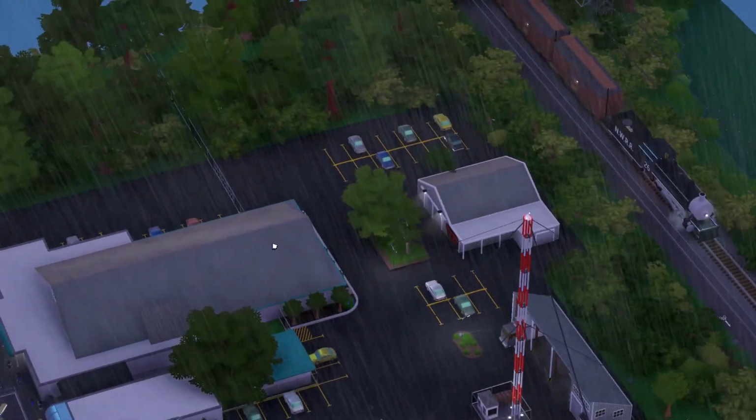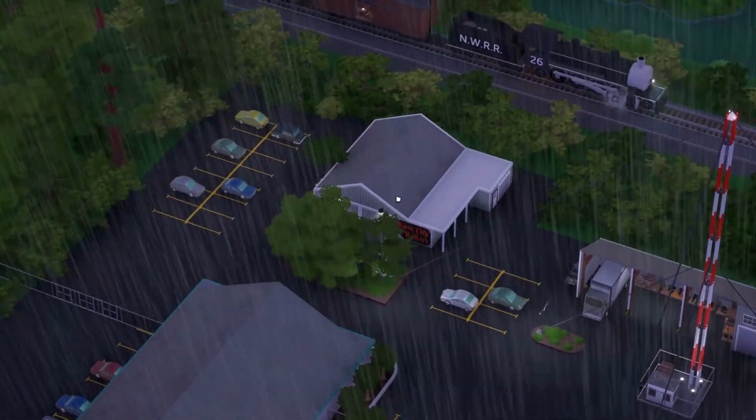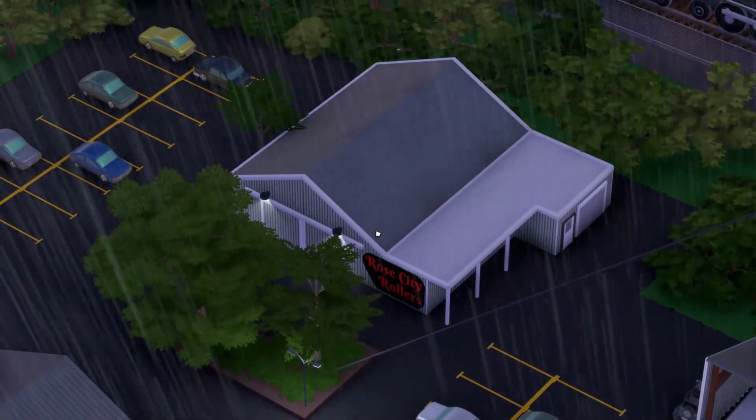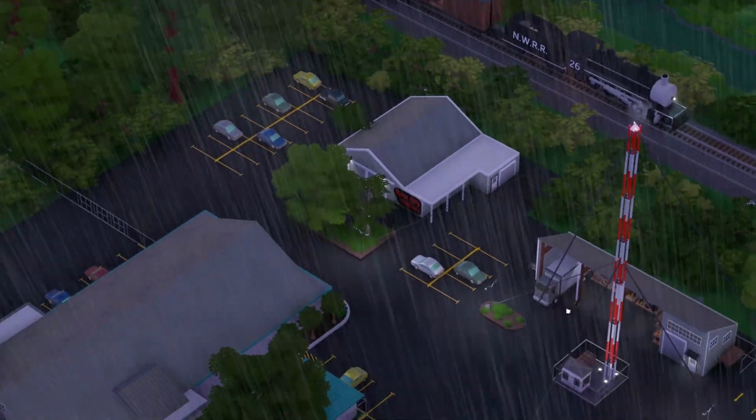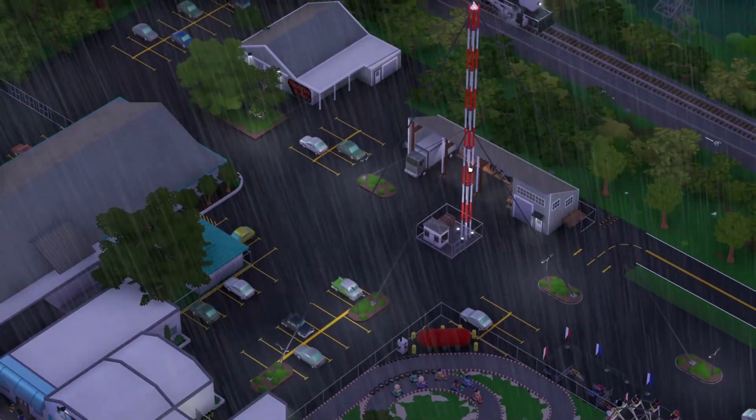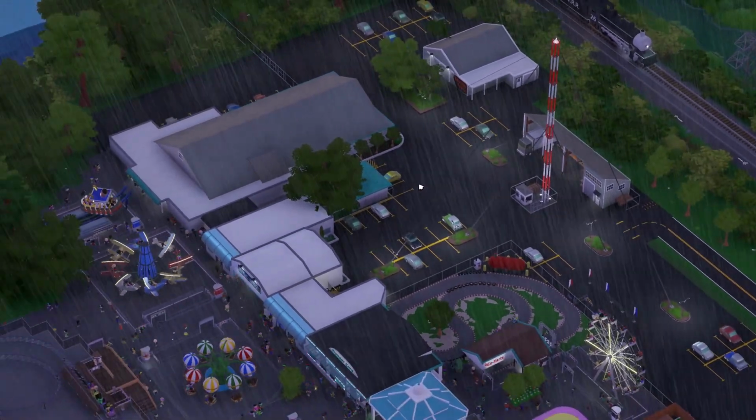And then next to that is this building where the Rose City Rollers for roller derby compete. And then there's just some storage and this radio tower in the parking lot.